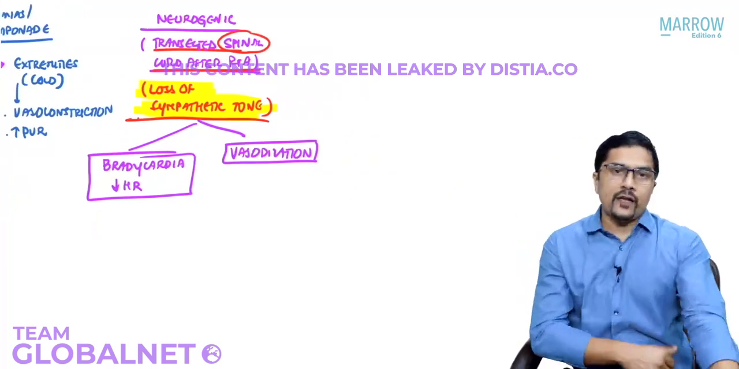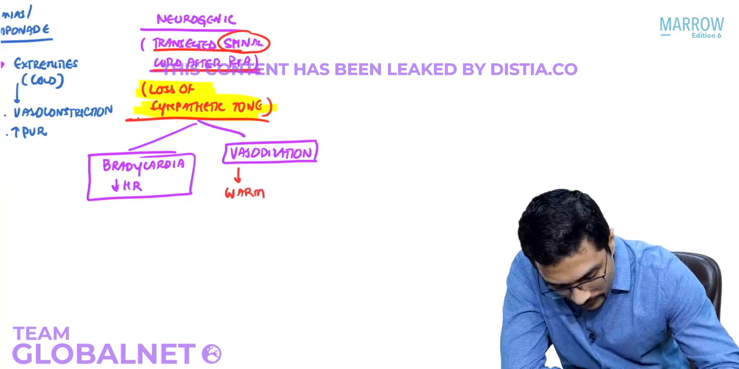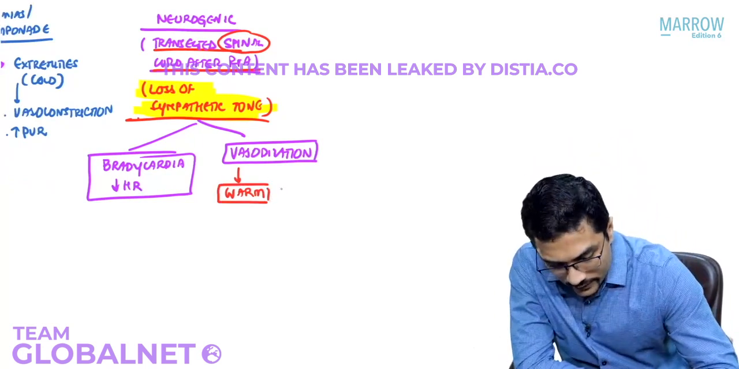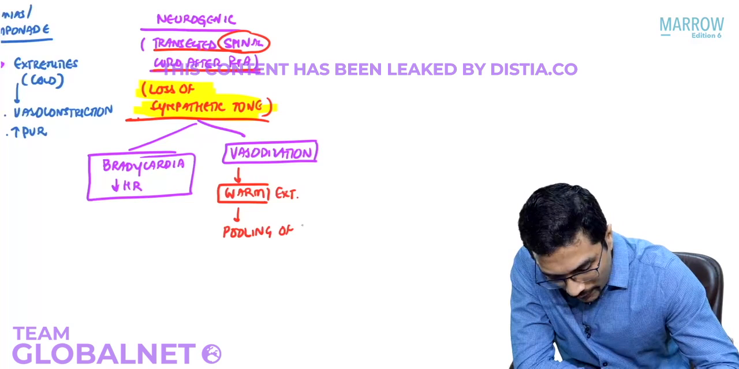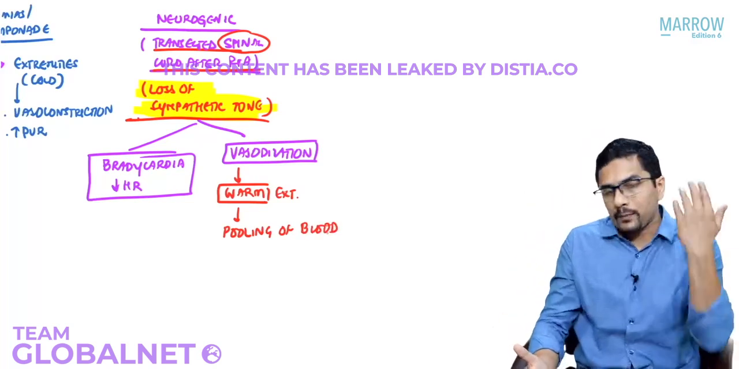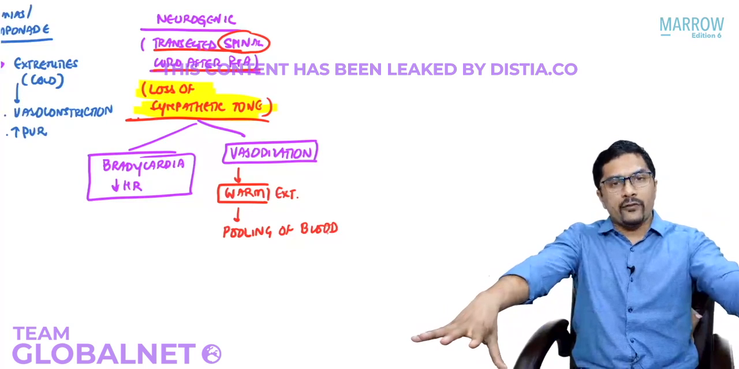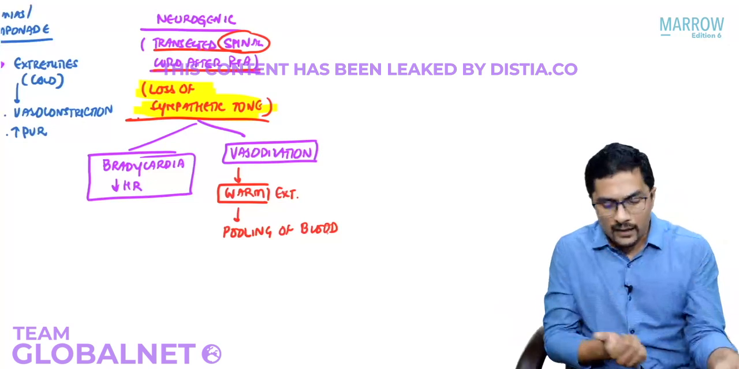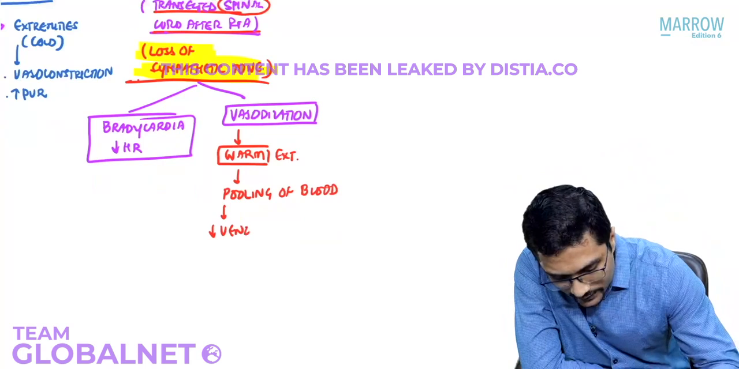Now, when there is peripheral vasodilation, extremities are going to be warm because there is more blood accumulating there. So you have vasodilation, warm extremities, and this is going to give rise to pooling of blood. Why is there pooling of blood? Because our poor patient is lying on the ground after the accident. His spinal cord is transected, he cannot move, and all the blood is there in the peripheries, but the blood is not returning back. Right? So there is pooling of blood. There is decreased venous return.